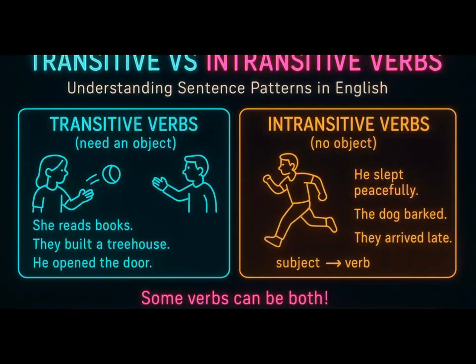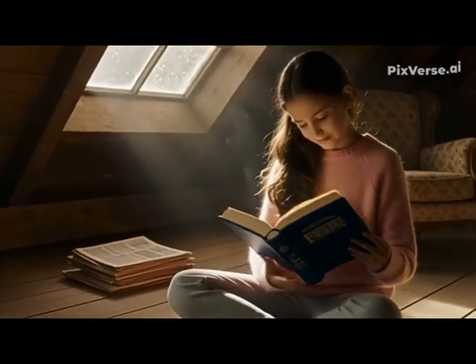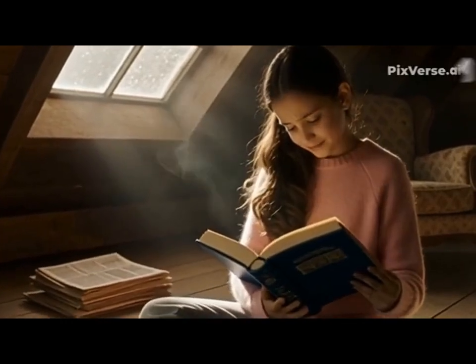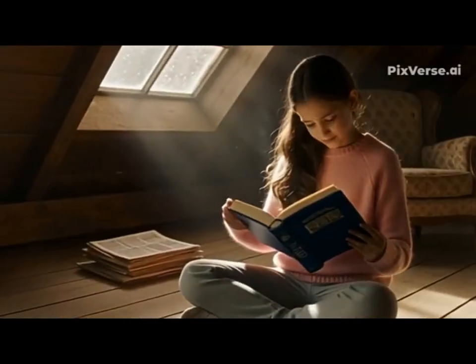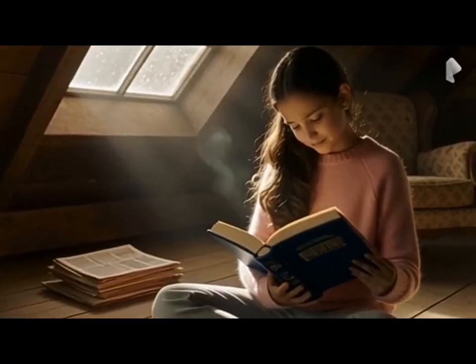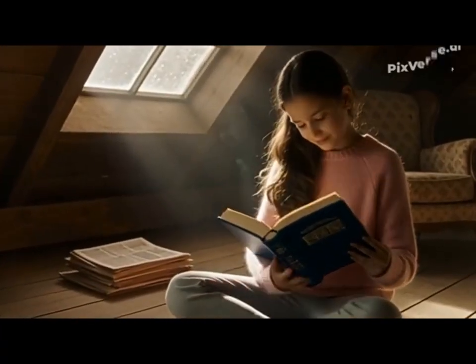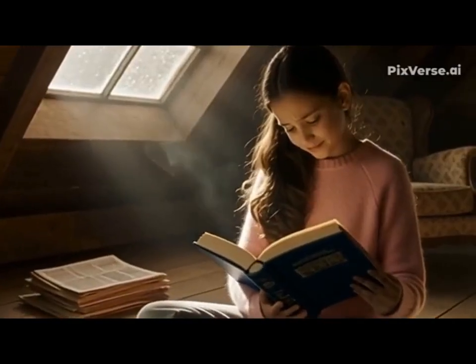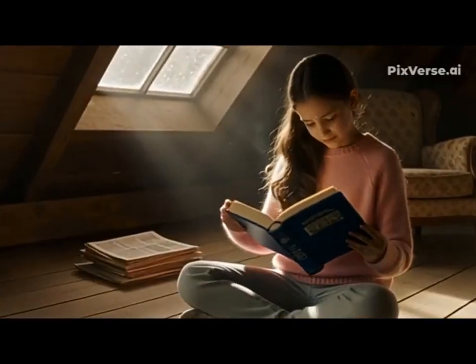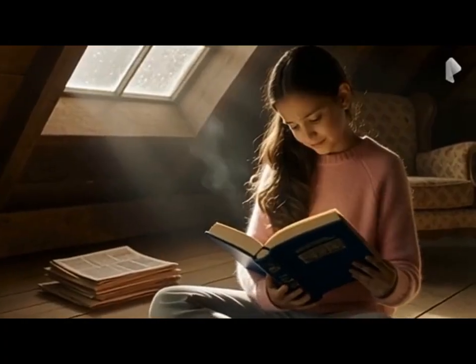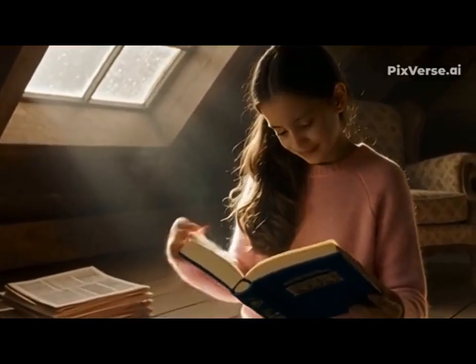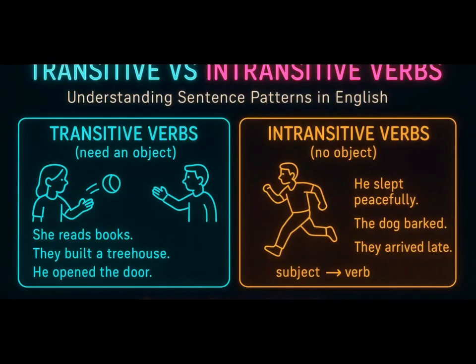Transitive verbs need an object to complete a meaningful sentence. If we take an example, she reads a book. Here, without book, the sentence feels incomplete, like she reads. Then we naturally ask, what is she reading? So here, if we ask what or whom after a verb, and there is an answer, then it's called a transitive verb.